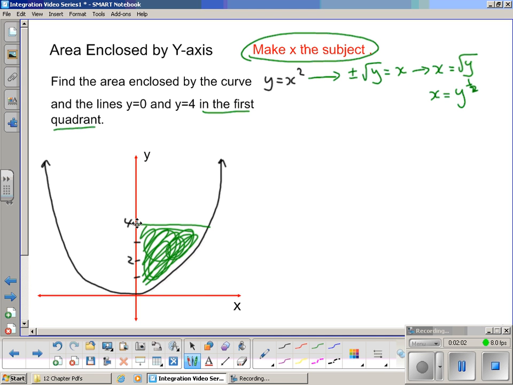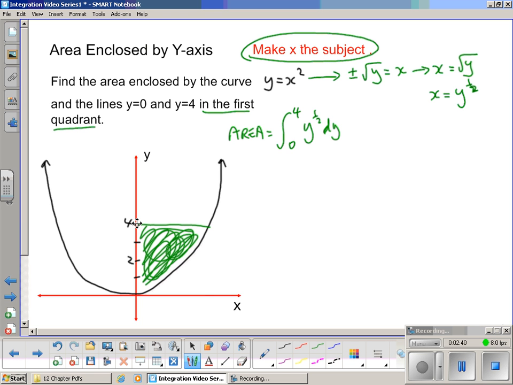Alrighty, so our area between the y equals x squared curve, the black parabola there, and our y-axis can be found by the following setup. Our area equals our integral between 0 and 4. In this case, it's actually y values of 0 and 4 of our expression y to the power of a half, and interestingly it's got a dy at the end, where we're integrating with respect to y instead of usually we integrate with respect to x.